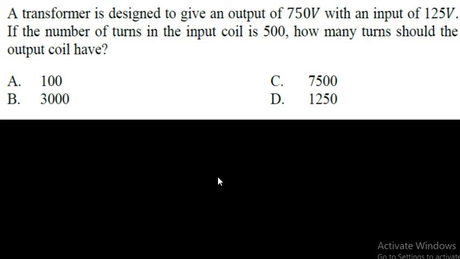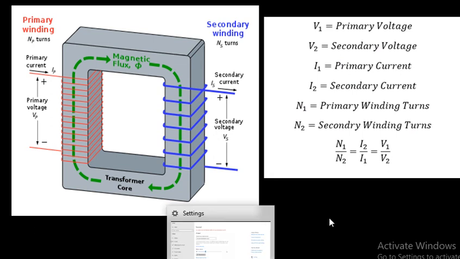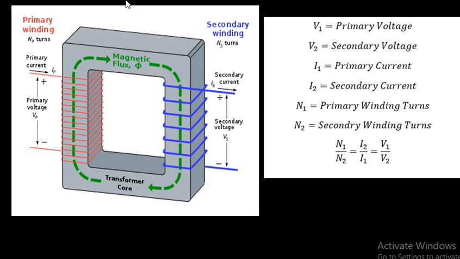The next question says a transformer is designed to give an output of 750 volt with an input of 125 volt. If the number of turns in the input coil is 500, how many turns should the output coil have? First of all, this is how it looks. The image you see here is a transformer. There are primary winding and secondary winding. The number of coils in the primary and the secondary might not be the same. And the inner part, we call it the transformer core.